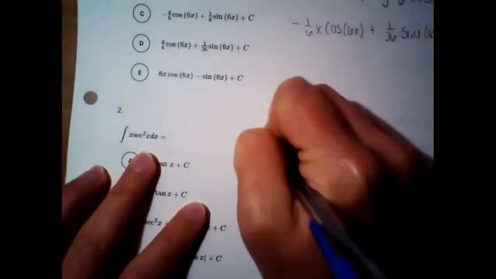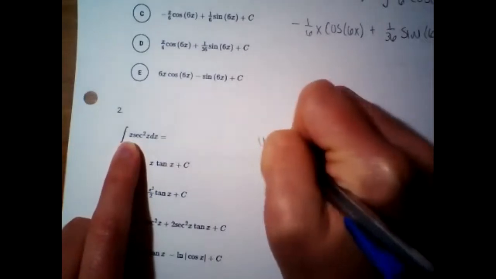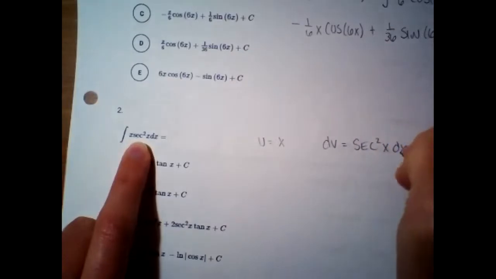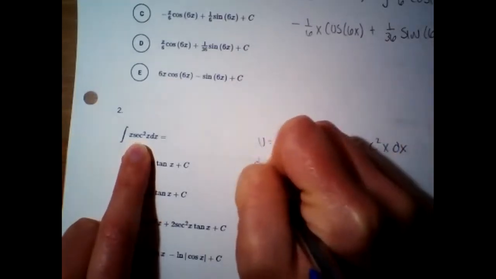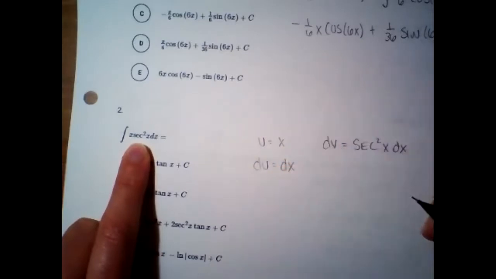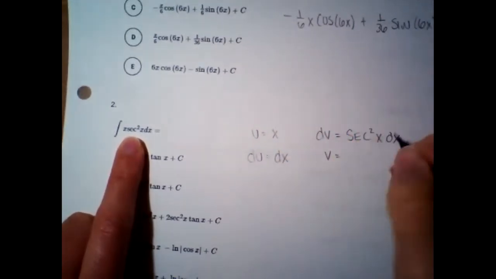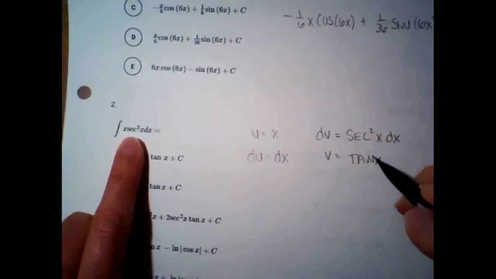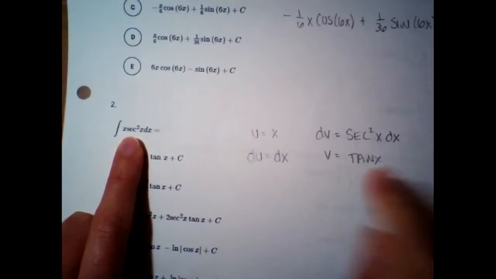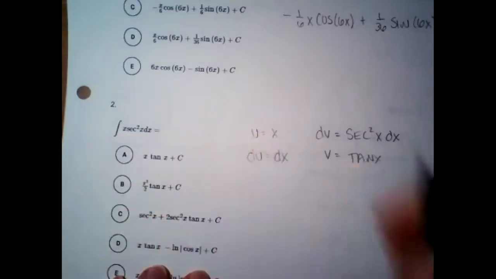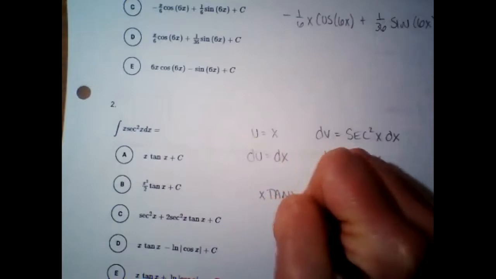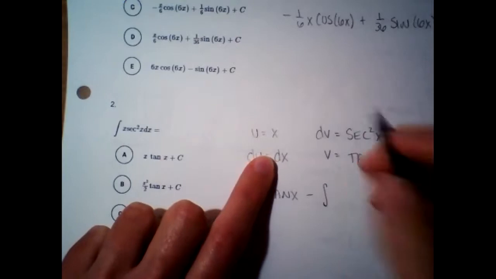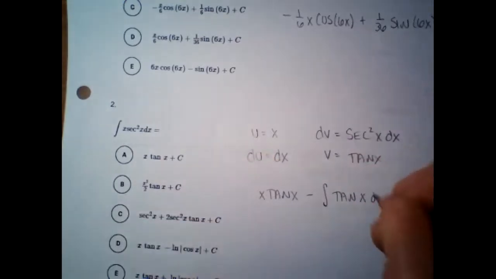So for 2, we're going to let u equal just the x, and dv is going to be the secant squared of x dx. So again, the derivative of x is just 1 dx, and then the antiderivative of secant squared would be tangent. The derivative of tangent gives you secant squared. So this is going to be u times v, so x tangent of x, minus the integral v du, so tangent of x dx.